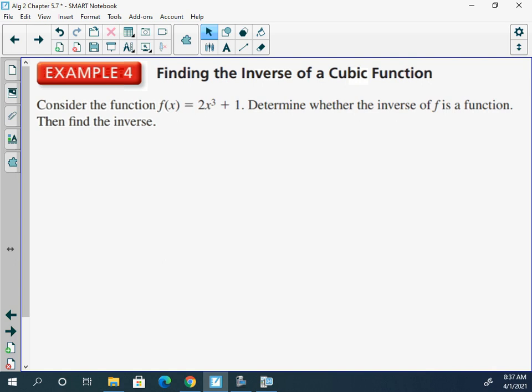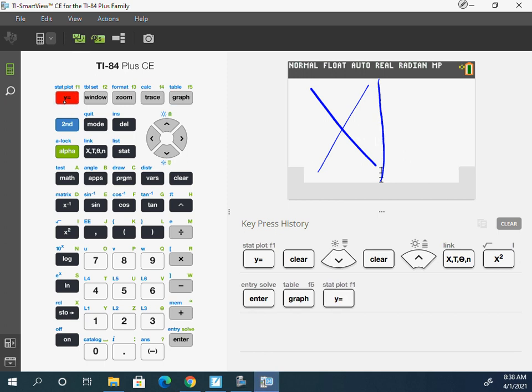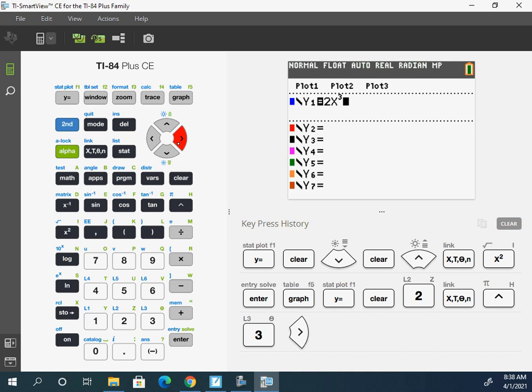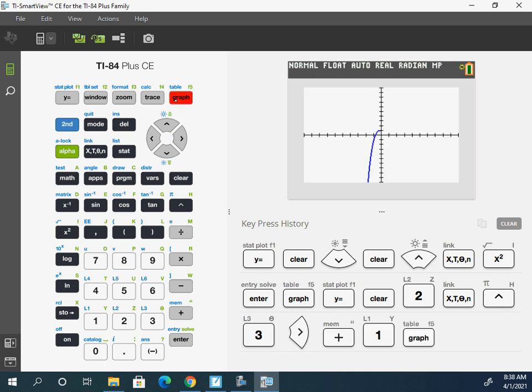Let's look at this one here. So consider the function f of x equals 2x cubed plus 1. Determine whether the inverse is a function, and then find it. Well, the easiest way to determine if it's a function is to just graph it. I think it's 2x cubed plus 1, yes? And this here is the graph.